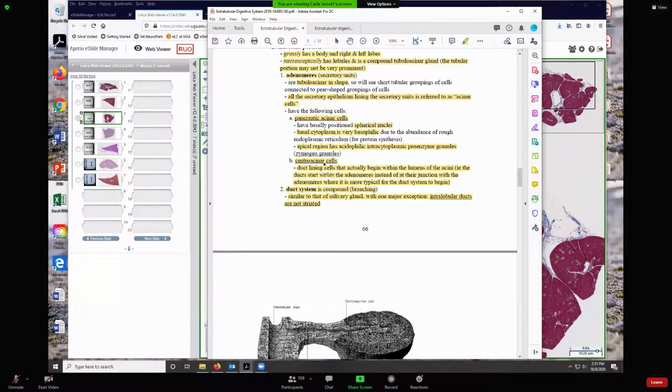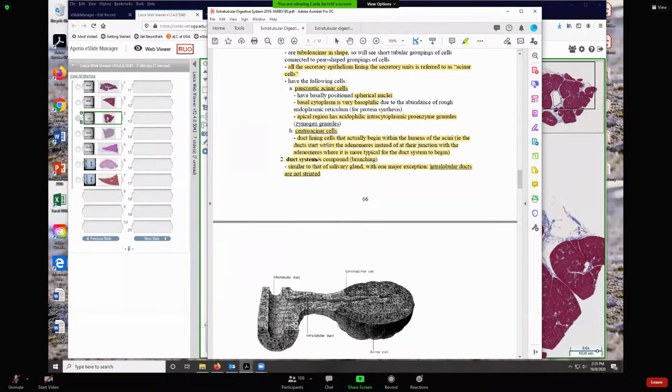And then they have a little extra spice to their ducts. They're going to push some of that intercalated duct epithelium up into the lumen of the adenomere and start that duct early. They just want to get a jump start on it. And we're going to call those centroacinar cells because they're in the center of the acinus, okay? And that's the beginning of their duct system. Their duct system will be centroacinar cell, intercalated duct, intralobular duct, and then INTERlobular duct.